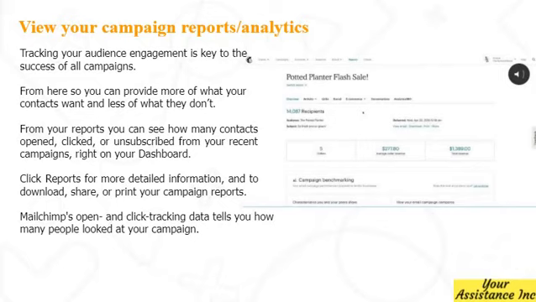You can also get all of this information right from your dashboard. Your dashboard is the engine room of your email marketing platform. On the dashboard you see reports, so you click reports for more detailed information, and then you can download your report, share your report, print your report, and do a lot of things with your reports. Mailchimp's open and click tracking data tells you how many people looked at your campaign and clicked through, as I've earlier mentioned. So when people open, how many people click your website address, if you have a button on your newsletter that takes you to your website, it will show you all of that.